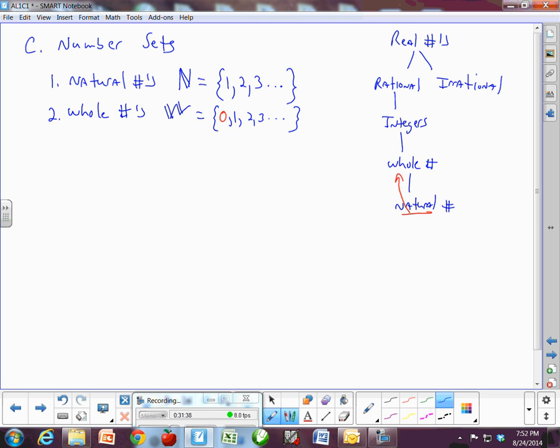See, the natural numbers is the smallest group. Then the whole numbers is a little bit bigger. The integers are bigger yet. Rational numbers bigger yet, and the real numbers, bigger yet. And that's the way it goes. All right, number 3.